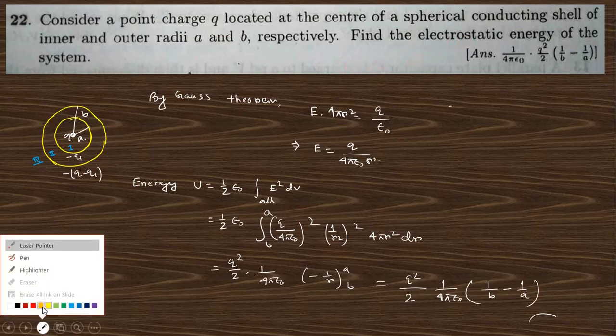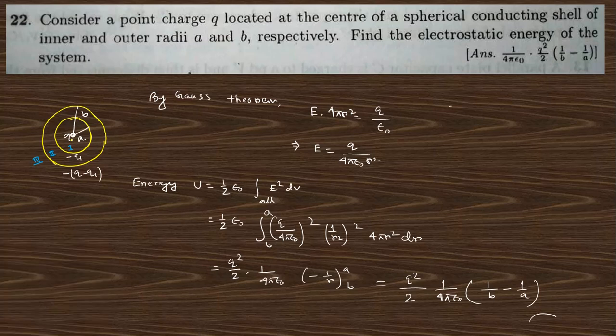Actually, I think there is a mistake in this question. This charge q is placed here, and these are not correct. Only the electric field will appear, and minus q charge is induced here. The electric field appears within this region a to b, where the minus q charge is induced, so the electric field will be present there.